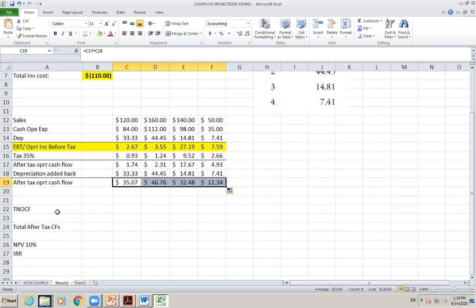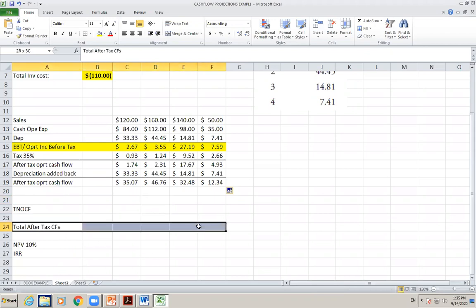So we got it. Now the turn comes to calculate the terminal non-operating cash flow. So we calculated after tax operating cash flow. Now we can get the total investment cost, but before getting it, we need to calculate the total non-operating cash flow.